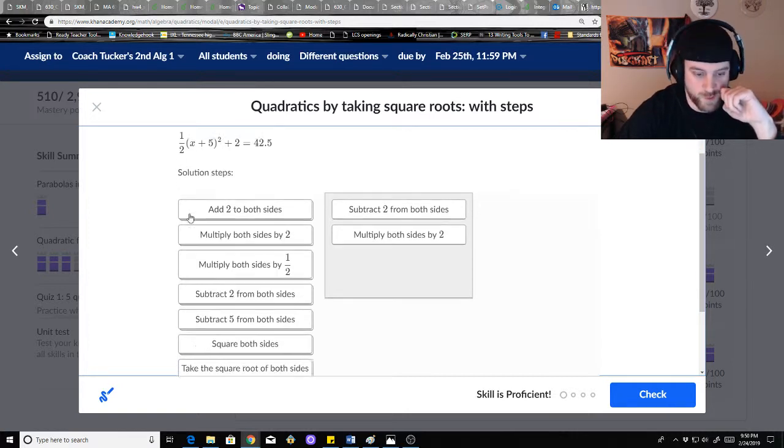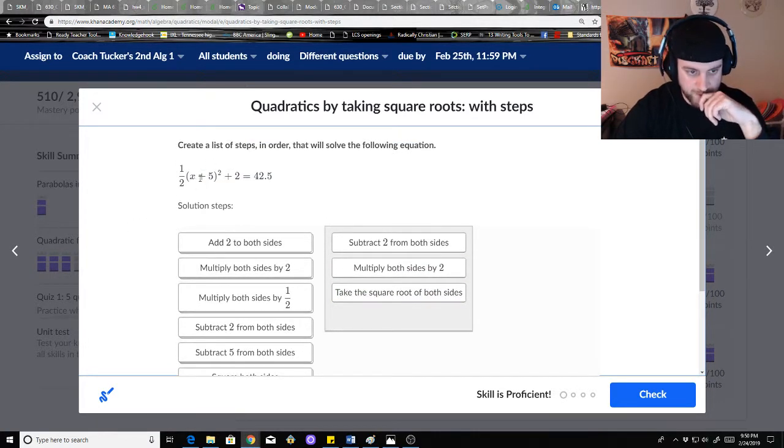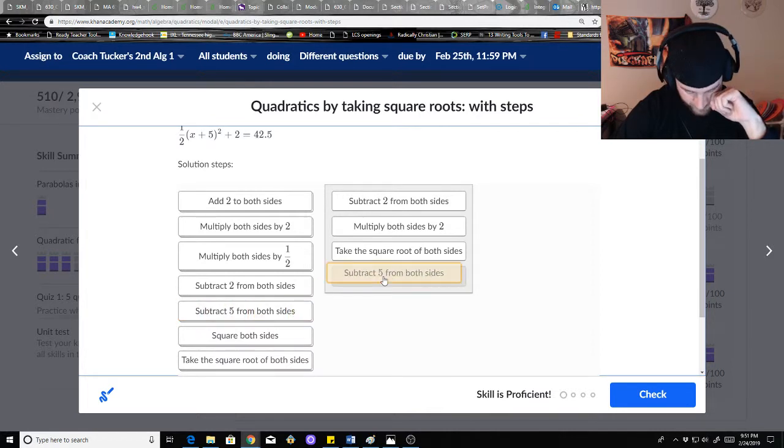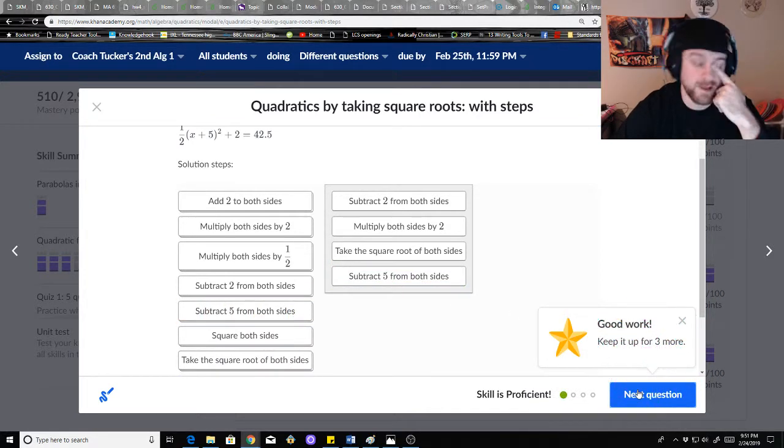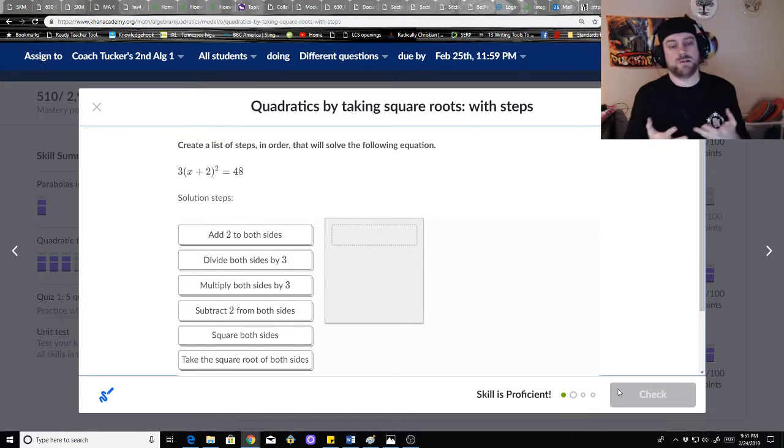Now you would take the square root of both sides. So square root of both sides. And then you would be left with that. So we would subtract 5 from both sides. That's it. Like this problem, they're not hard. They're asking you, what steps will you take to solve the equation?